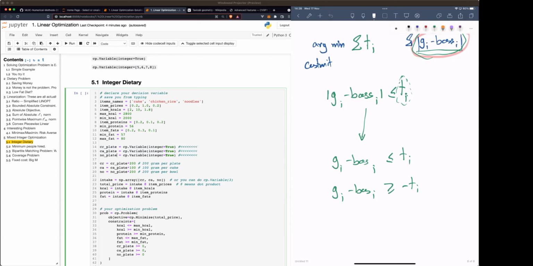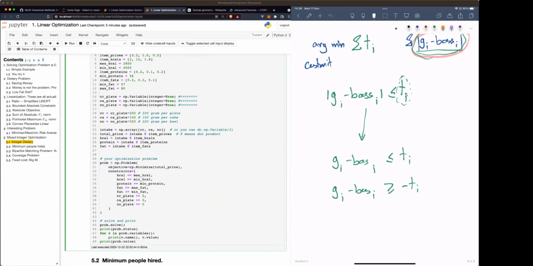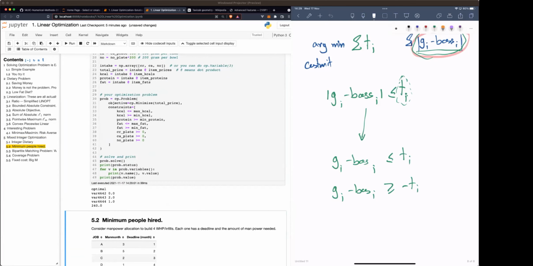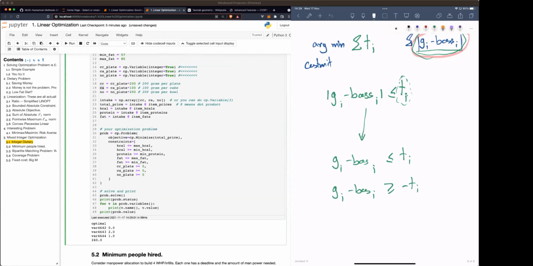And for each one, you can calculate exactly how many grams you have, for example, 200 grams per plate of chicken rice, or 100 grams per cake, or 200 grams per bowl of noodles. After you define this, you do exactly what you did before, the usual thing: define all the variables in your constraint and your objective, then you can let it solve it. It solves it right away: you should eat 2 cake and 1 noodle, that's it. And this is the amount of calories you're going to get.